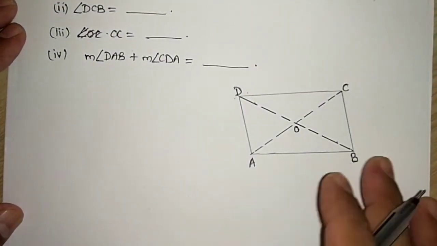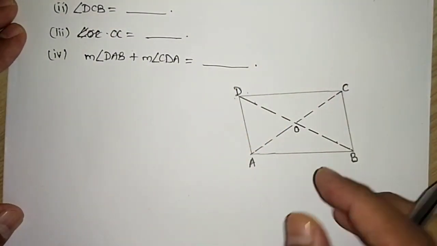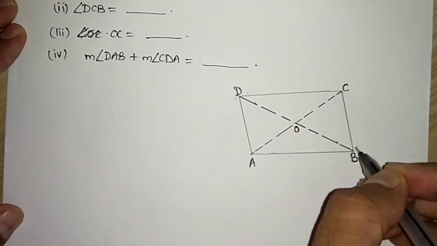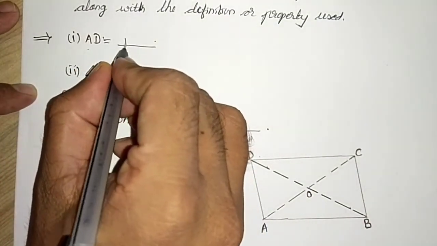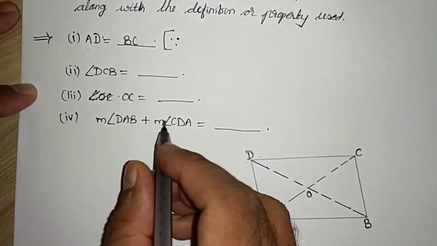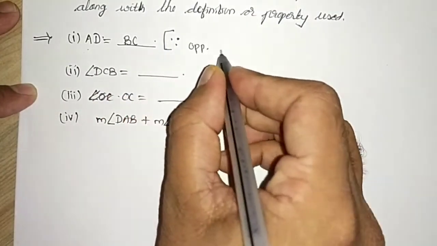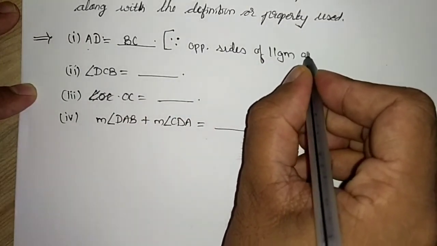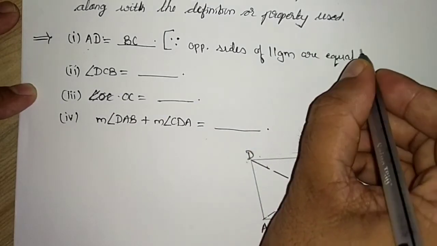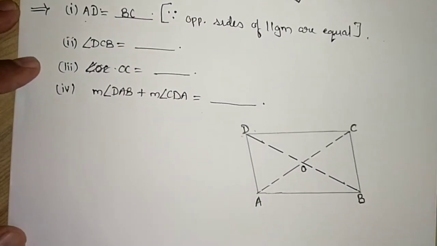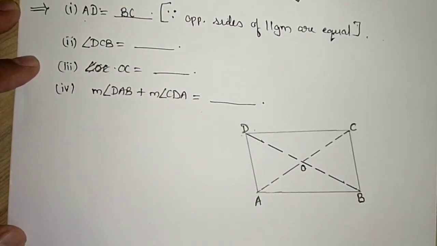Since it is given ABCD is a parallelogram, therefore AD is one side will be equal to the opposite side, that is BC. So we will write AD is equal to BC, and we will write because opposite sides of parallelogram are equal, which you have gone through the introductory lecture. Again I am telling you, if you have not gone through the introductory lecture, please go through it. It is very, very important.